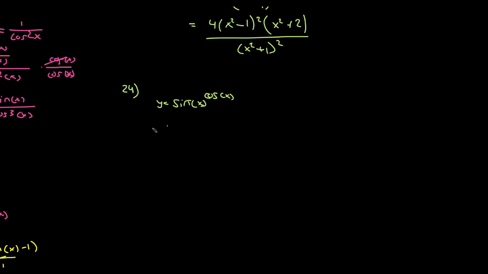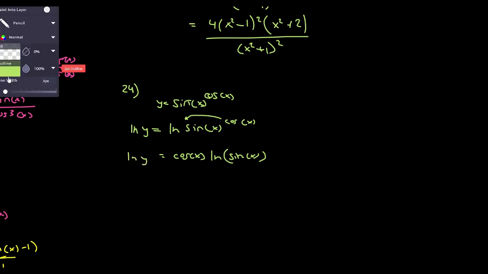So I'll take the natural log on both sides. Ln of y is going to be the ln of sine of x to the power of cosine of x. And that cosine of x will jump in front. Cosine of x times ln sine of x. So that's brackets really. Is ln of y.